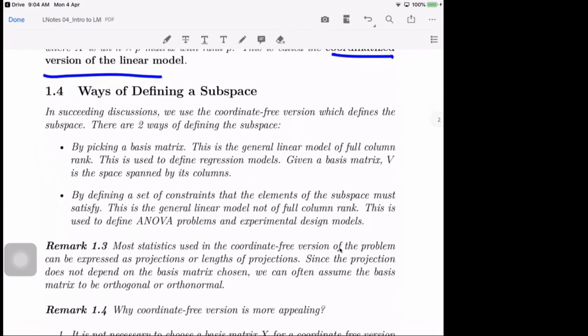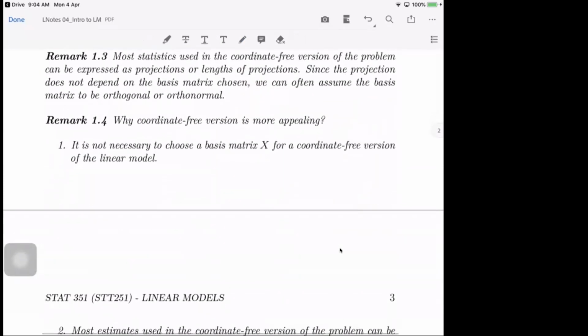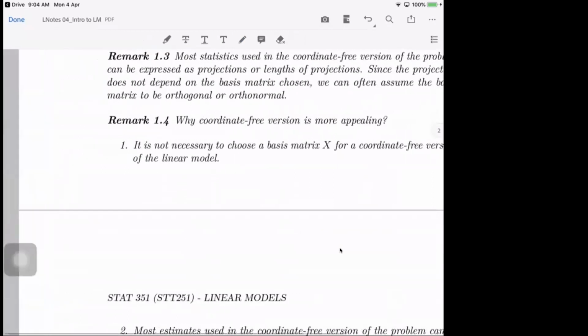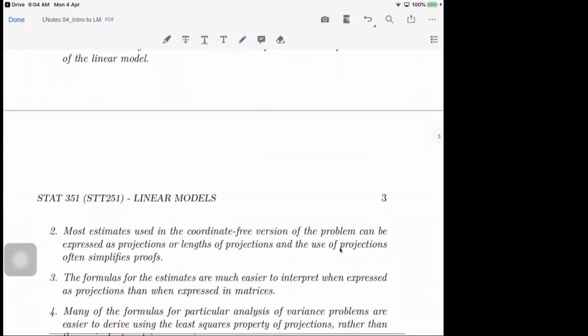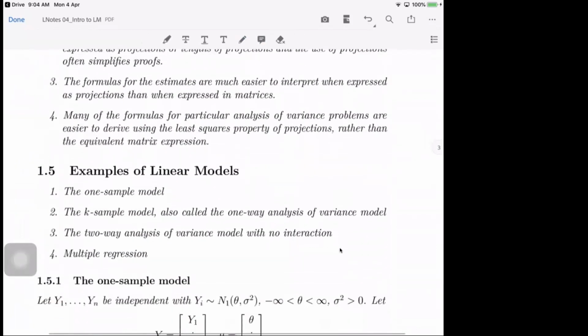So there are advantages and disadvantages of doing the coordinate-free and coordinatized versions, and these are the ways of defining your space, and why the coordinate-free version is usually more appealing when we try to prove or derive some estimates.